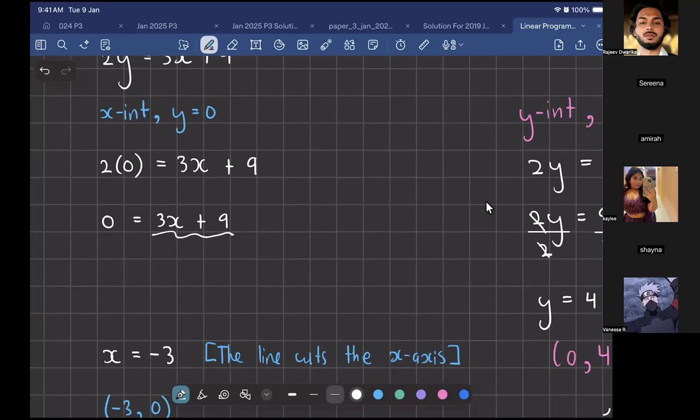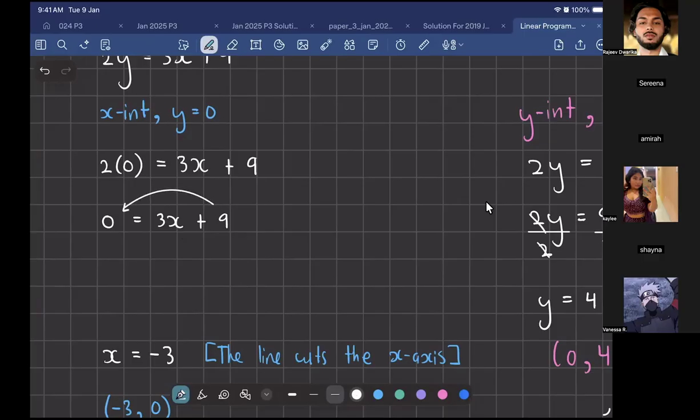Which one over here is not the x term? 9. So you see that 9, it shouldn't be over there, because if we are trying to find x, x should be the only thing there. So I'll take the positive 9 and I'll move it across.